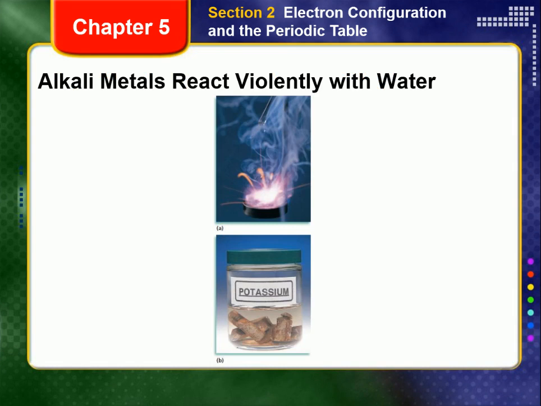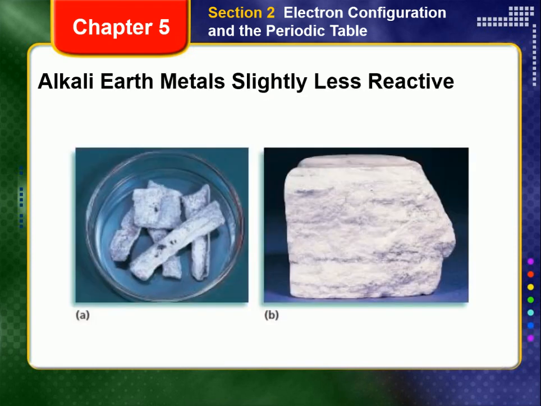Here we see figure 5-4 from page 132 of your text, showing potassium reacting very strongly with water and needing to be stored in kerosene. Here we also see from figure 5-8, calcium, an alkaline earth metal, is too reactive to be found in nature in its pure state. So instead, it exists in compounds, like in minerals or making up marble, as we see on the right.